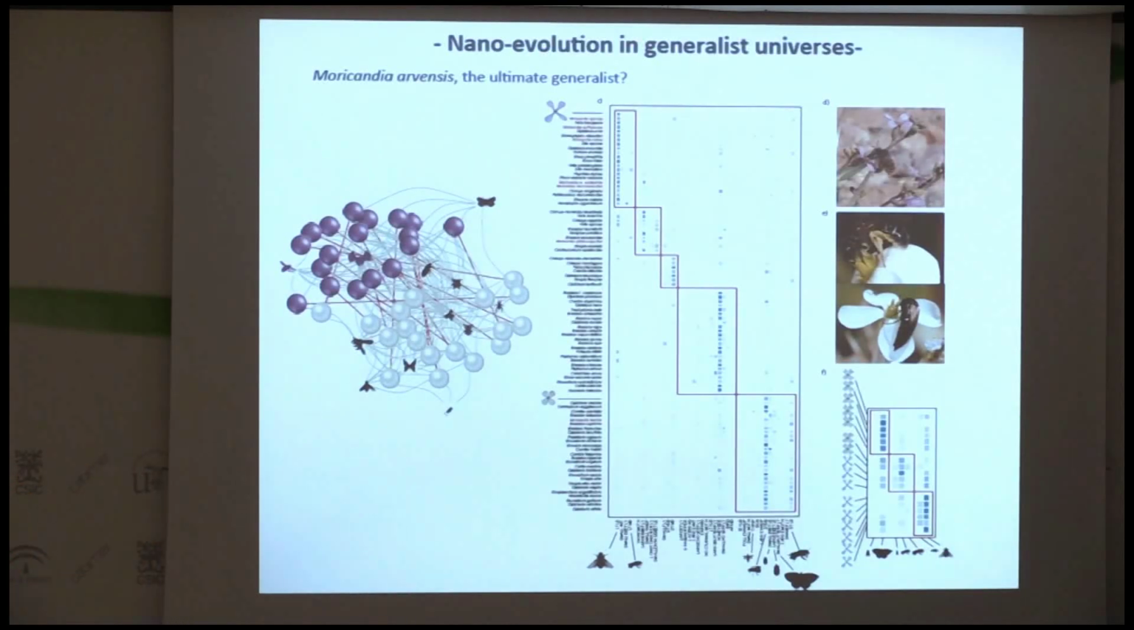That is, they belong to different niches, not only because they are flowering at different moments, because the plant is flowering during the whole year, but also because they really have different floral phenotypes. This is something very strange. It's plasticity in interaction. Moricandia probably is visited by two different generalist niches. It's the ultimate generalist, probably.